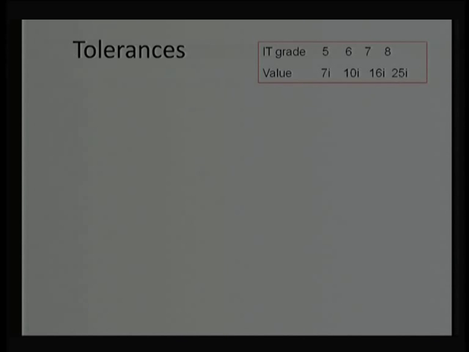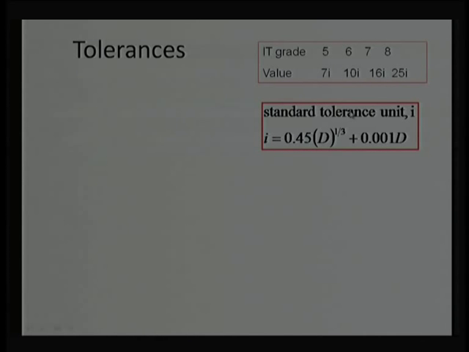So, the question comes, what is i? This is again some sort of unit, and it depends on the dimension or the diameter of the surface which we really require, since we are trying to find out the tolerance for that kind of surface. If D is the diameter, suppose this is a shaft diameter, and we want to find out the tolerance limit on the shaft surface, then i is given as 0.45 times the cube root of D plus 0.001 D, or 0.1% of D. Once we know the diameter, we can calculate the IT5 tolerance limit, the IT grade 6 tolerance limit, the IT grade 7 tolerance, and the IT grade 8 tolerance.